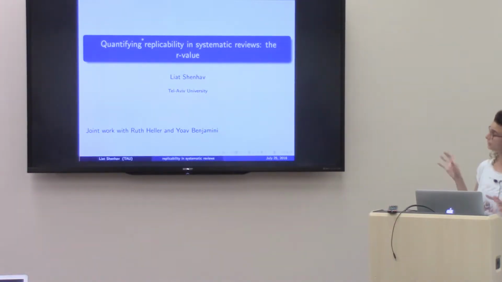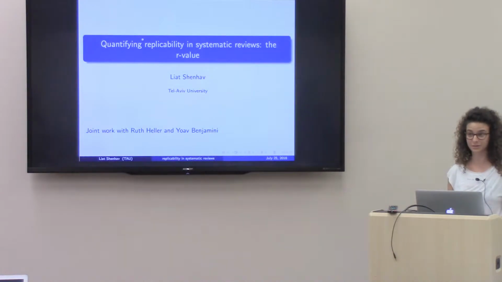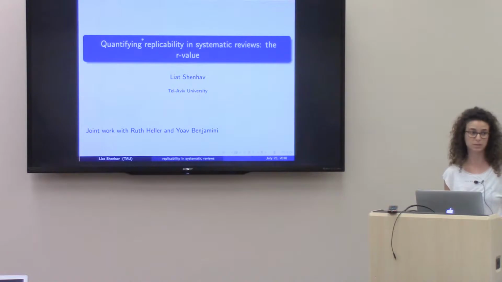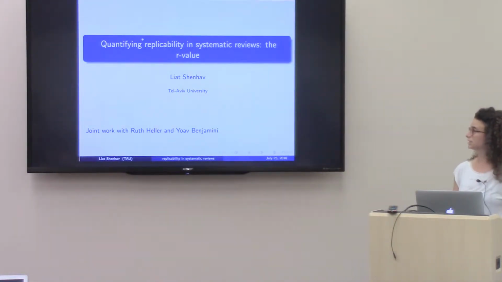Right now, it's a little bit different from what you've heard until now. Hopefully, it'll be interesting. So I'm going to talk about replicability, and specifically in systematic reviews. Systematic reviews are, in fact, just an aggregation of a lot of meta-analysis. If you're not familiar with this term, meta-analysis you probably know. And I'm going to introduce a way to quantify replicability by using a term we call the R-value.